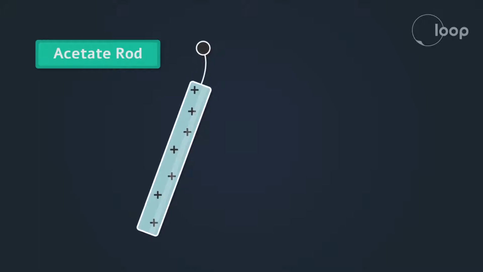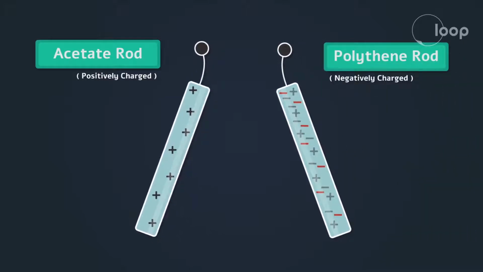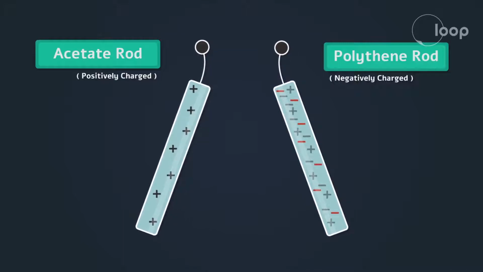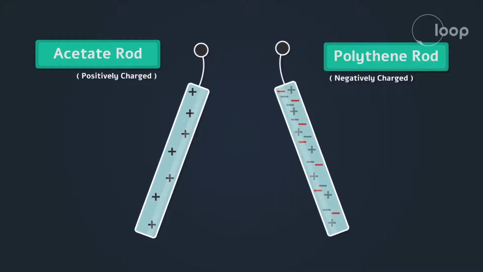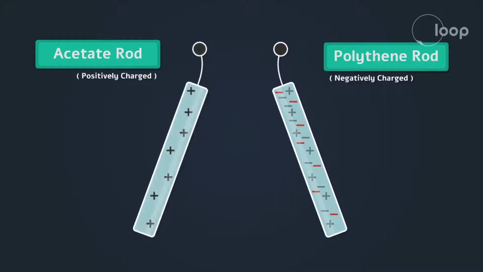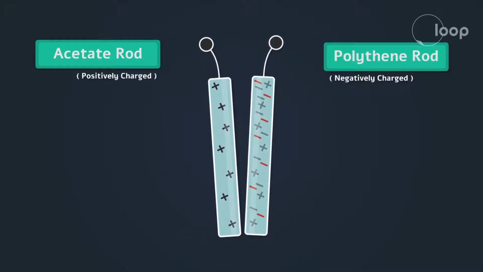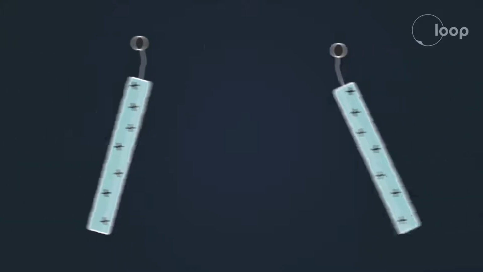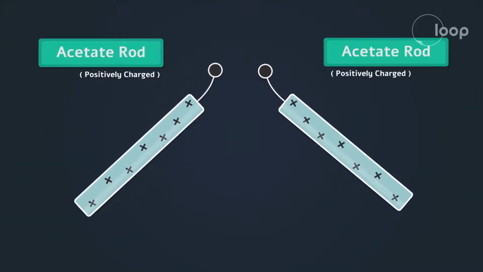An acetate rod becomes positive when charged, while a polythene rod becomes negative when charged. The object losing or gaining a charge depends on its material. When a charged acetate rod is placed near a charged polythene rod, the rods attract each other. What happens when two positively charged acetate rods are placed near each other? The rods repel each other as they have the same overall charge.